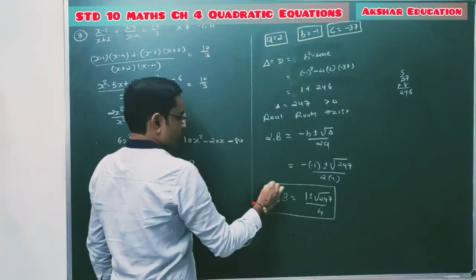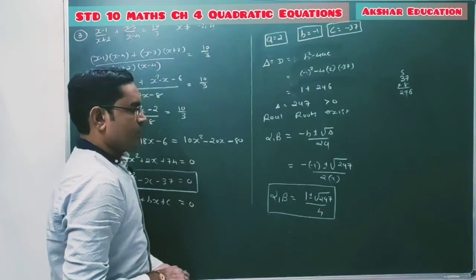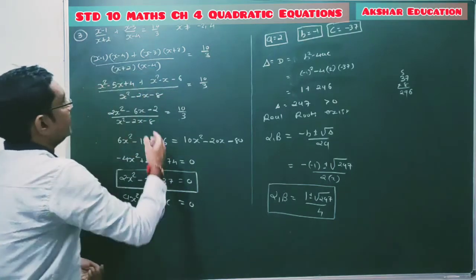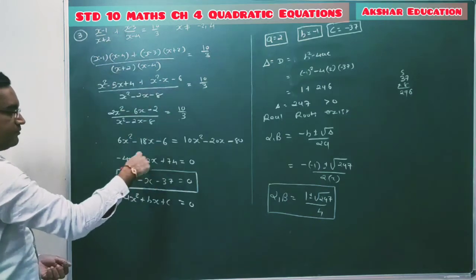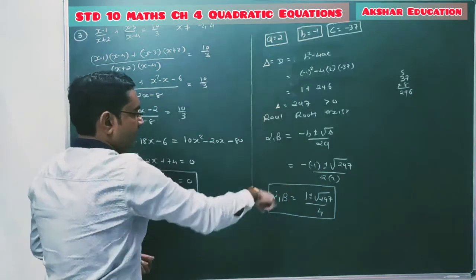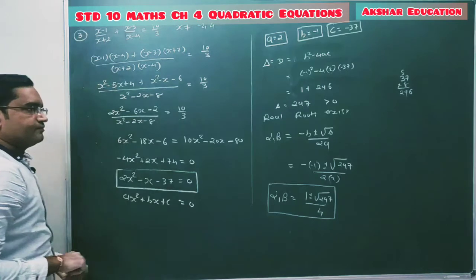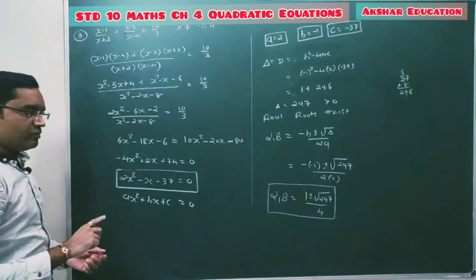So this is how you can find the values of real roots of the given equation which is not in standard form. First you have to convert this equation into standard form, find the discriminant and then find the real roots. Clear students? Pause the video.